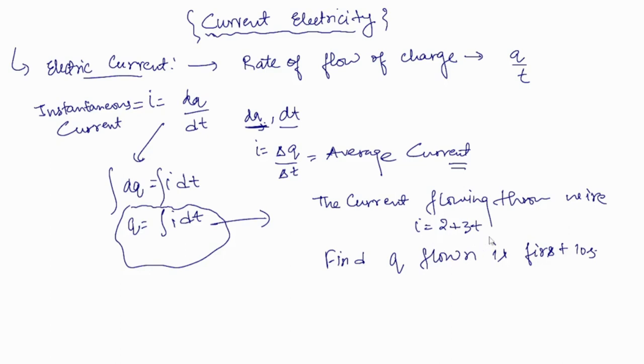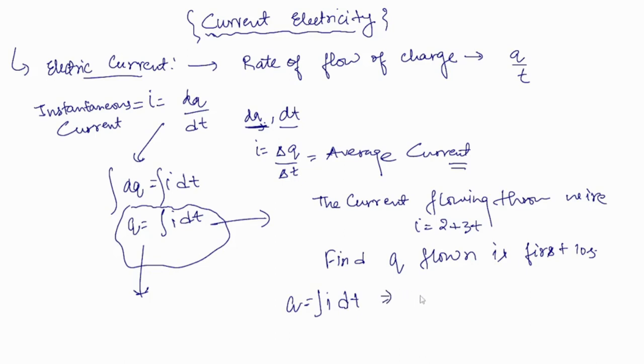This current is varying with time. In the capacitor chapter we have studied about this type of current; this is transient current. You need to find the charge, so apply this result, q is equal to integral of I dt. Here I is a function of time, right?